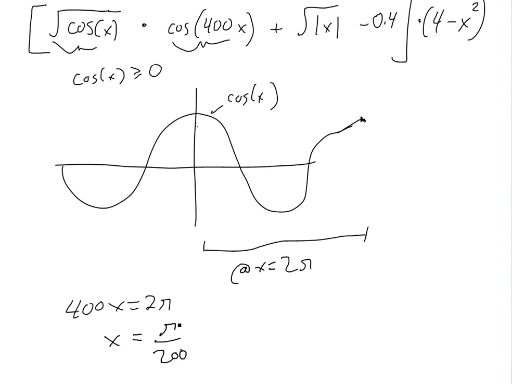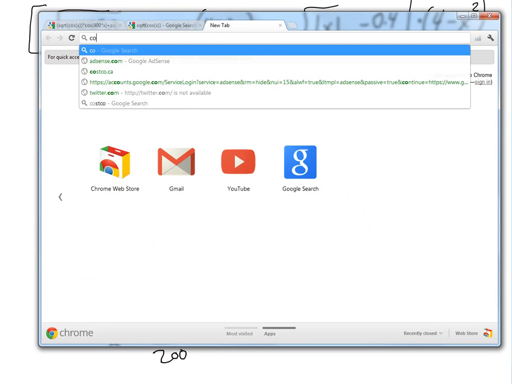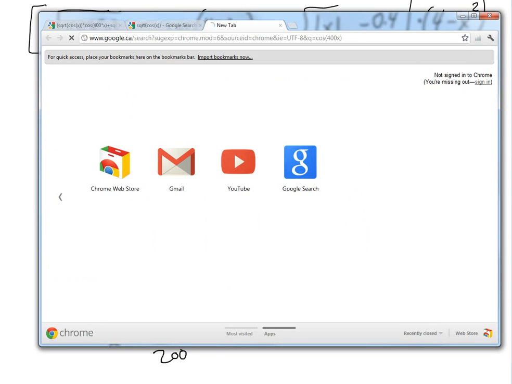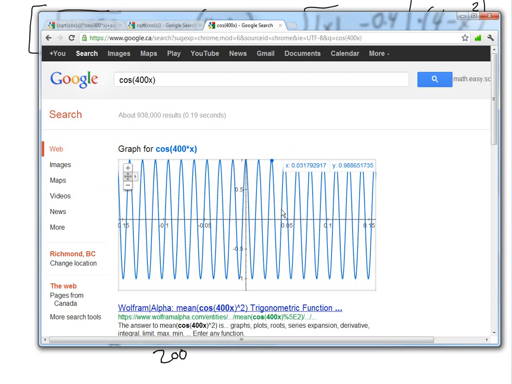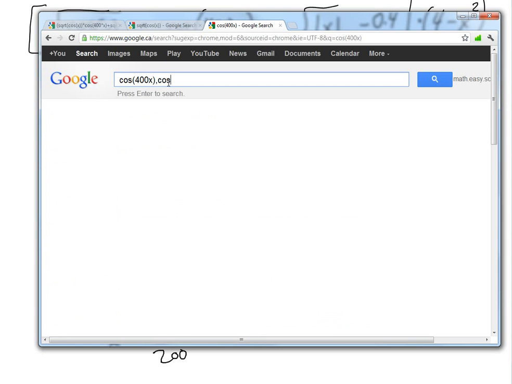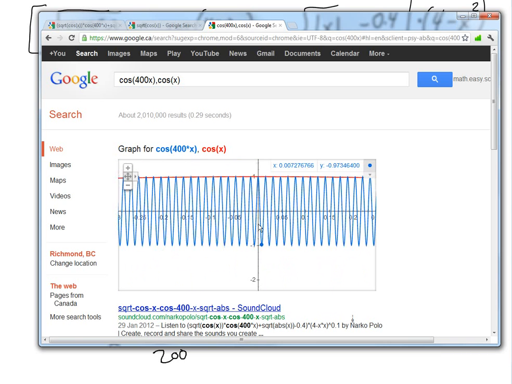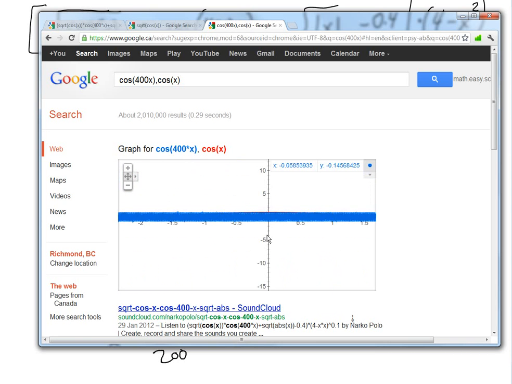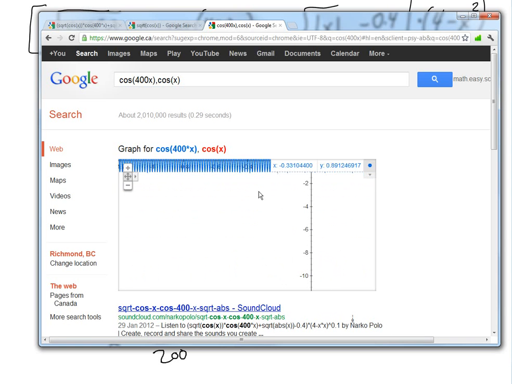So this one is really, really small. When we graph it separately, let's say cos 400x, as you can see, this is very, very small. It keeps going up and down really, really fast. If you graph it side by side with the cos x, as you can see, it's completely different. So you can see the red one, the period is much smaller.